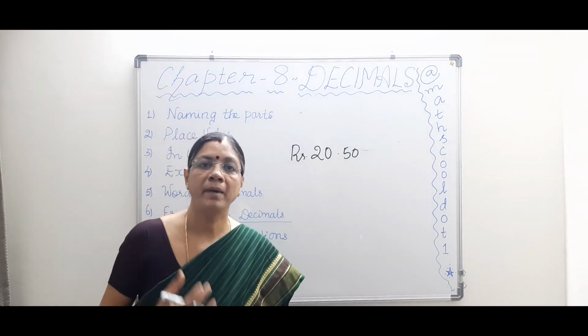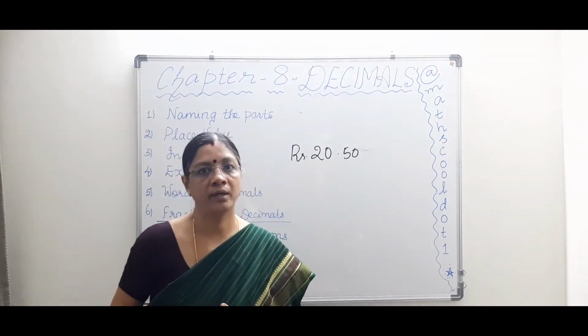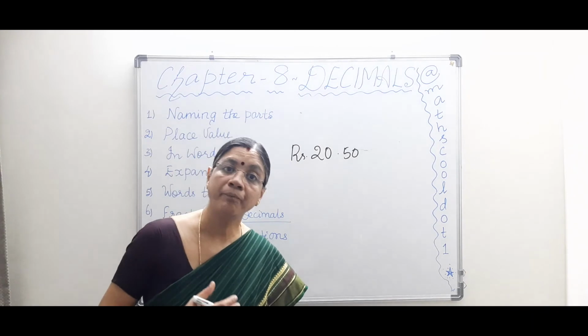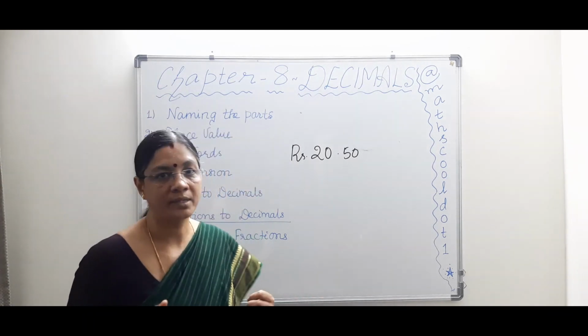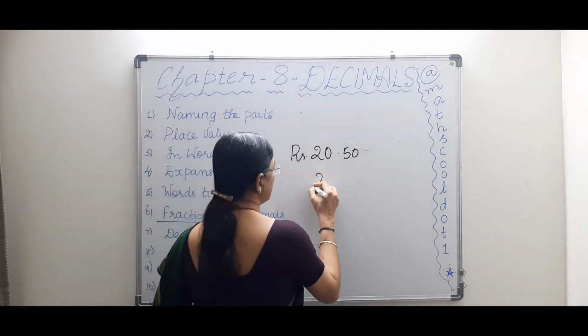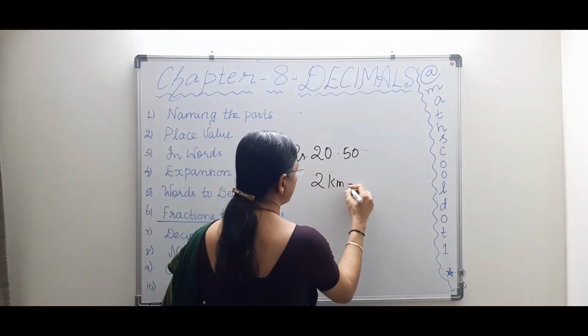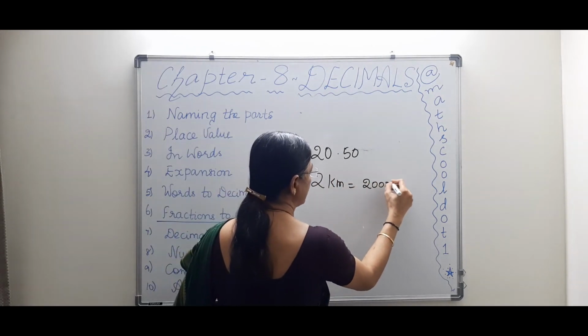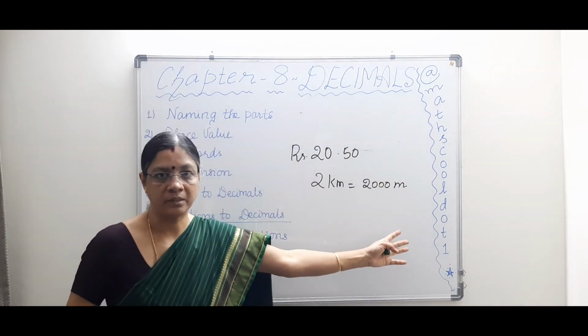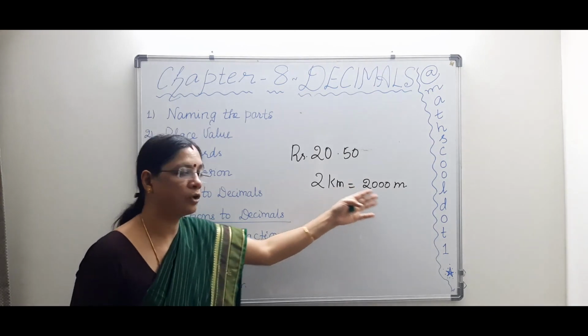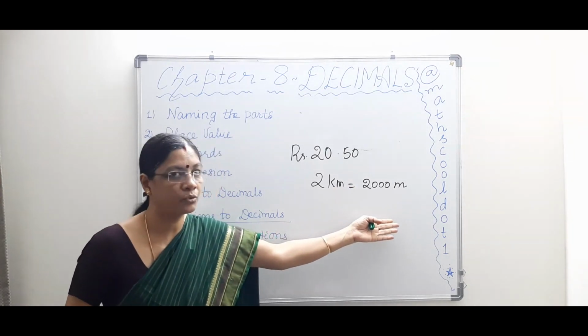Then how do we measure? I told you, while measuring quantities or while converting units from smaller unit to bigger unit, we'll have decimals. So how do we do them? See, 2 kilometers, I can write it as 2000 meters. Okay, so that is easy. 2 into 1000 will give you 2000 meters. Upon conversion, because 1 kilometer is equal to 1000 meters, I can write it as 2000 meters.